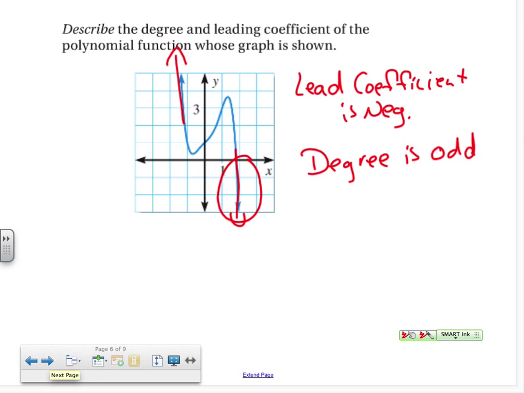All right? There's 3 different directions. There's a little shimmy in there, which leads me to think that the degree is probably at least 5. But we know for a fact our degree is odd and the lead coefficient is negative.